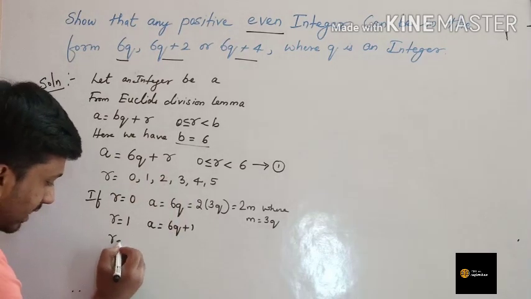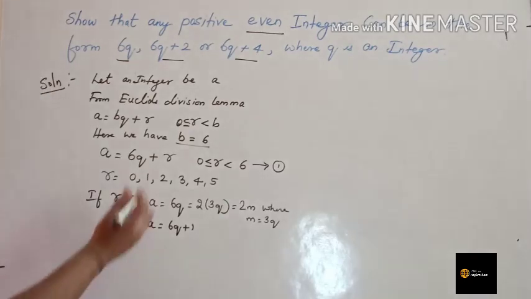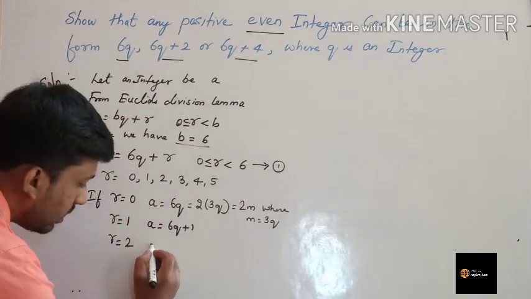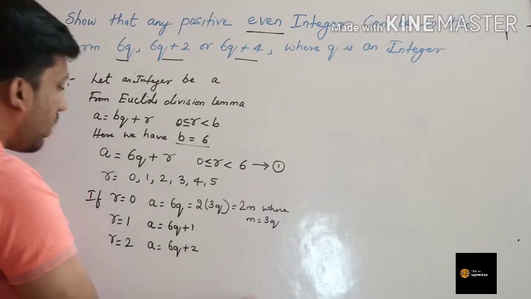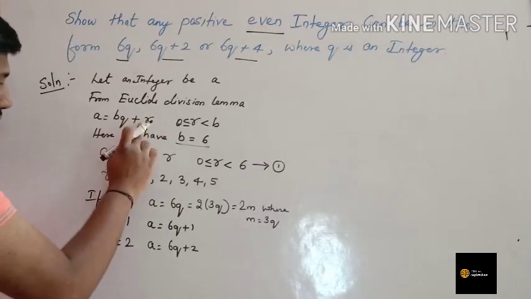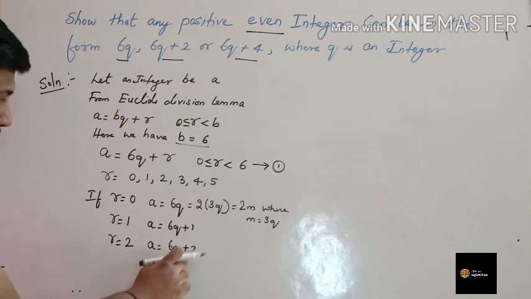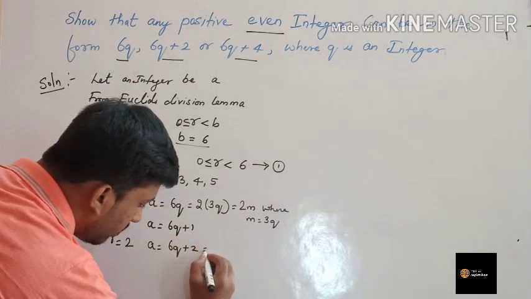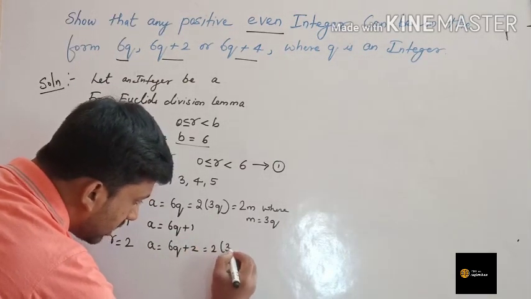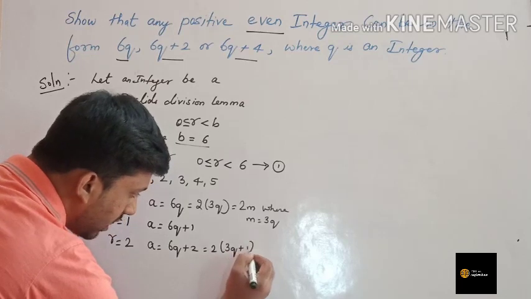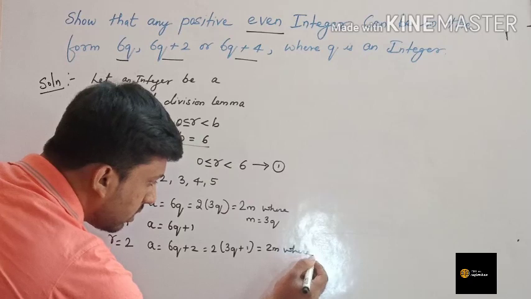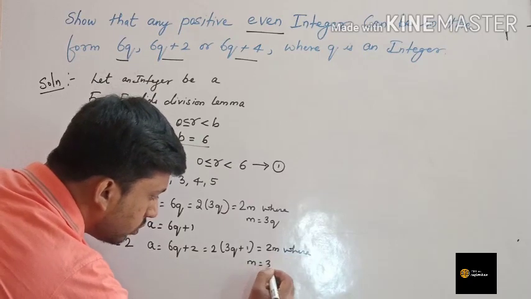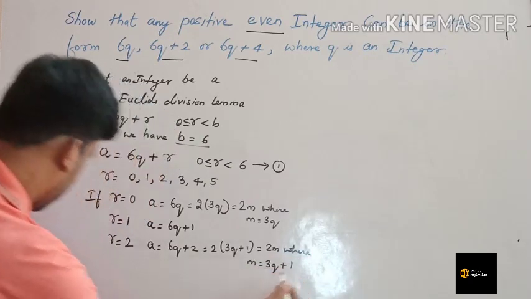Next I am going to the second condition, that is r is equal to 2. So a is equal to 6q plus 2. So now I can take common, right? So in the place of r I have substituted 2. So I can take 2 common. So that becomes 2 into 3q plus 1, that is equal to 2m, where m is equal to 3q plus 1.